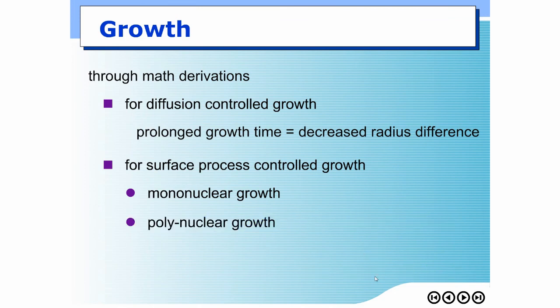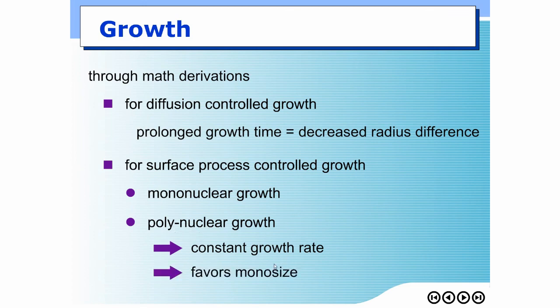On the other hand, if we have polynuclear growth, which means the first layer does not have to be complete and the second layer can start right away, then it should give you a constant growth rate, which favors mono size. The question you might ask is, how can we control it to be mononuclear or polynuclear? Actually, you cannot. Whether it is mononuclear or polynuclear is basically a matter of mathematical derivation.